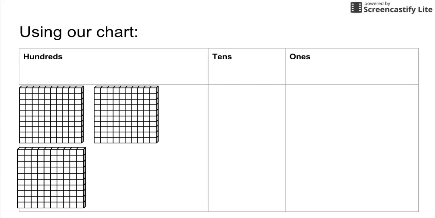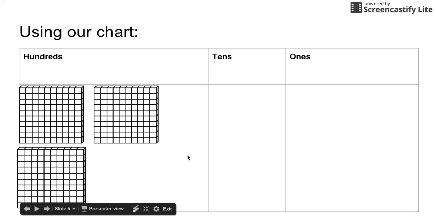So I made a little chart here, and this is easy to replicate on your paper. You have a hundreds spot for your place value of hundreds, a 10 spot for your place value of tens, and a 1 spot for your place value of ones. So I'm going to put my 300 blocks over here where you see the hundreds, because that's what I have is 300 blocks.